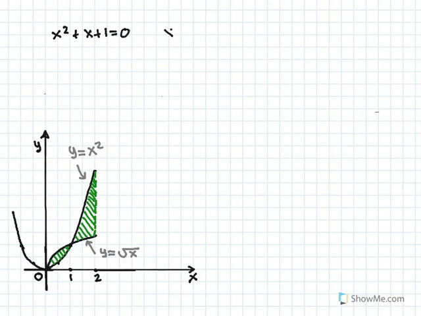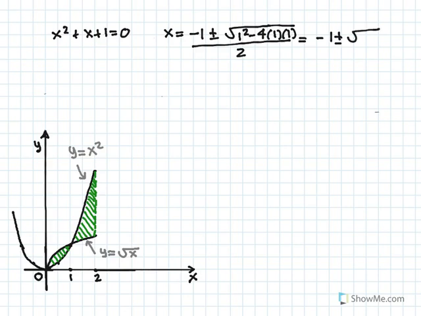Apply the quadratic equation. X is equal to negative 1 plus or minus root b squared, that's 1 squared, minus 4 times a c, 4 times 1 times 1, all over 2a, that's all over 2, and we get negative 1 plus or minus root of 1 minus 4, which is negative 3, over 2, and we can't have root of a negative number. This is not possible.